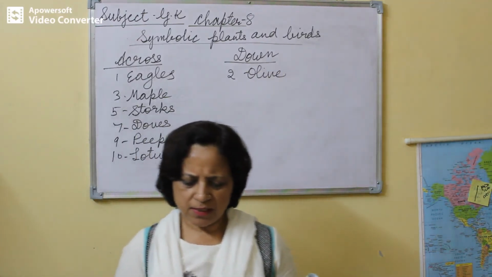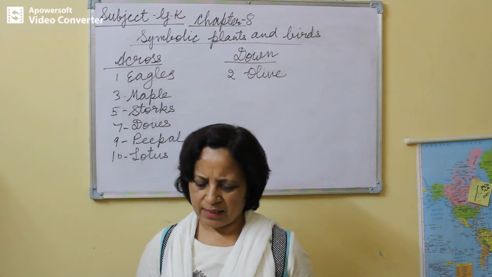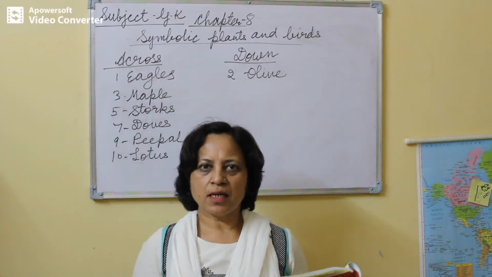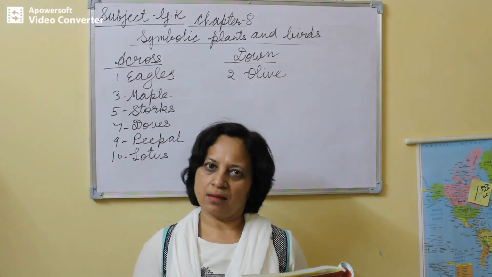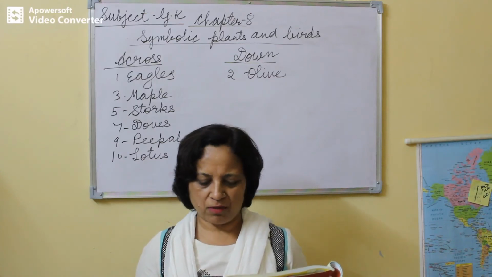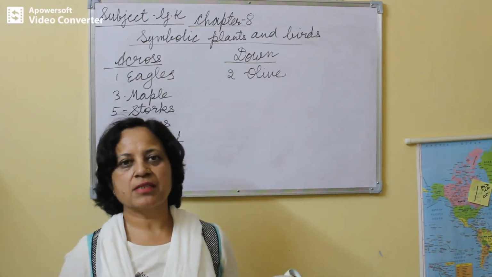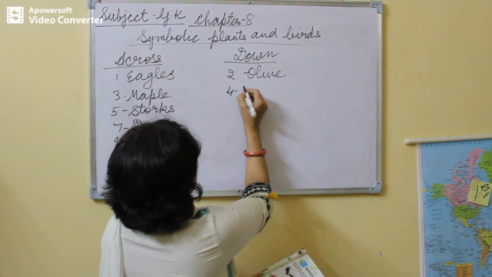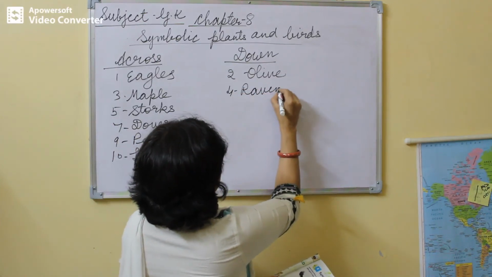Fourth, these birds are said to predict diseases and death. Predict means they foretell that someone is about to die or about to fall ill. And the answer is ravens. Fourth, RAVENS.